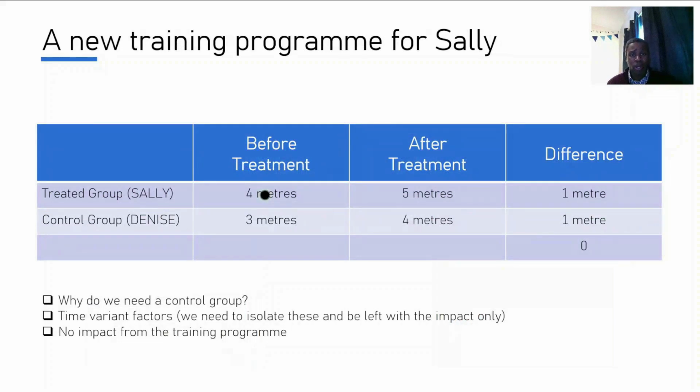So here's a new training program for Sally. So we're going to look at two time periods. One is the before treatment and one is the after treatment. And this measures the average distances that they both jump. So 5 weeks before the midterm break, 5 weeks after the midterm break.